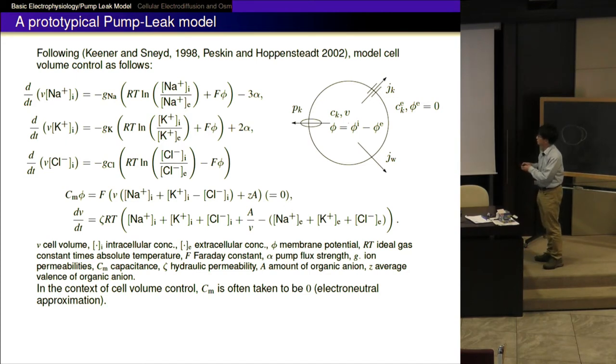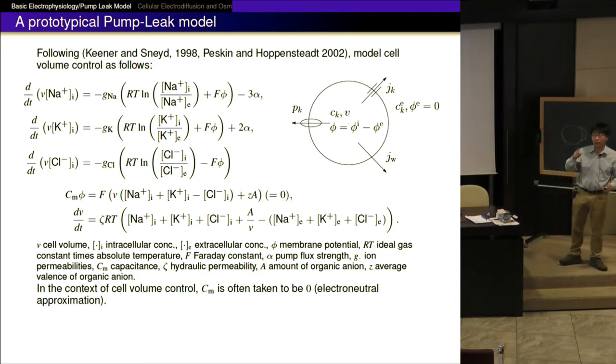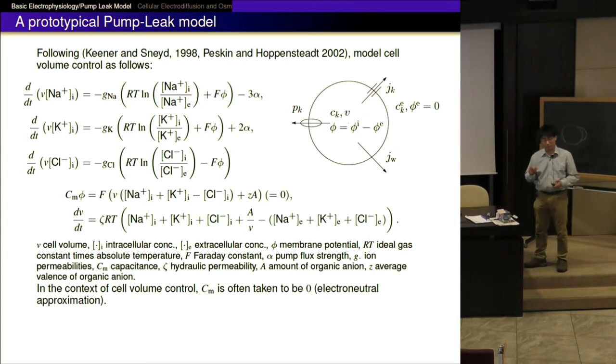So this first term is the sodium that is flowing through ion channels. And the second term is the sodium flux that goes through ion pumps. Okay? And the ion pump term I'm just treating to be just a constant.